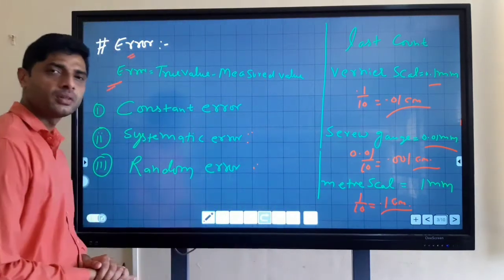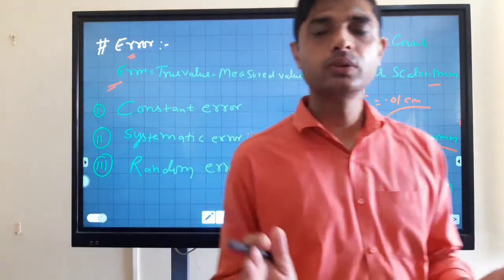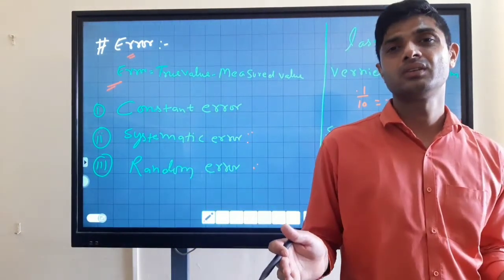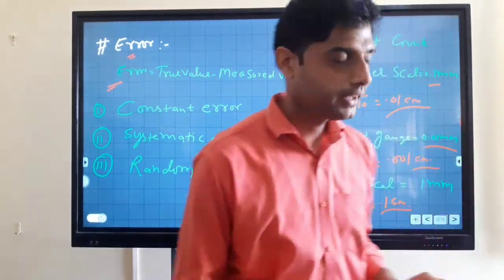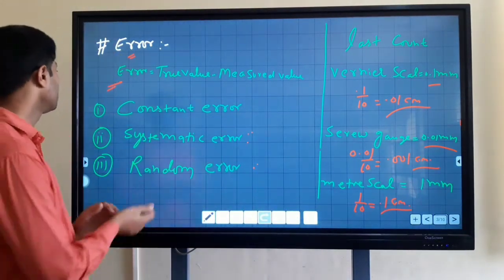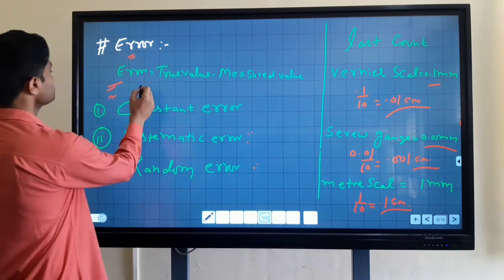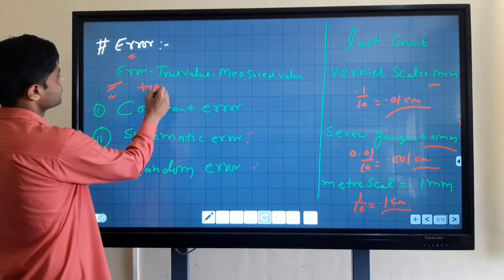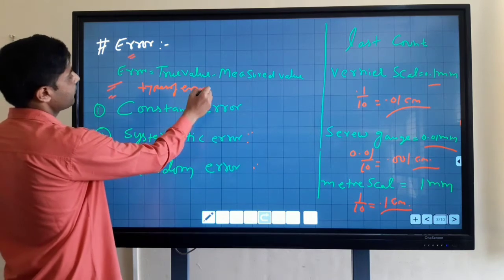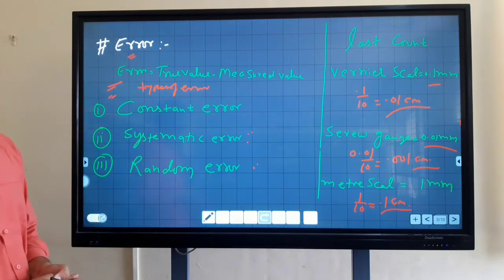Now error. What is error? Error is the difference between the true value and the experimental value. So the difference between the true value and the measured value is known as error. Errors are of three types. Types of error: constant error, systematic error, and random error.